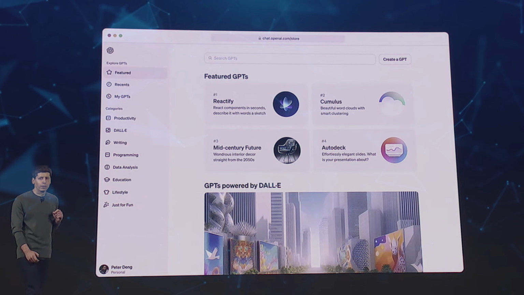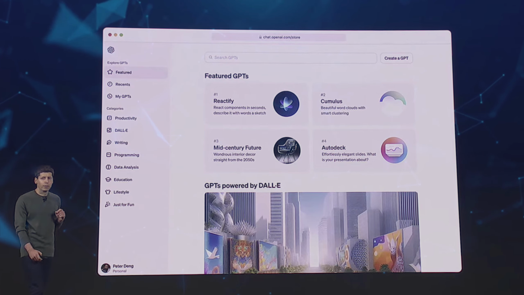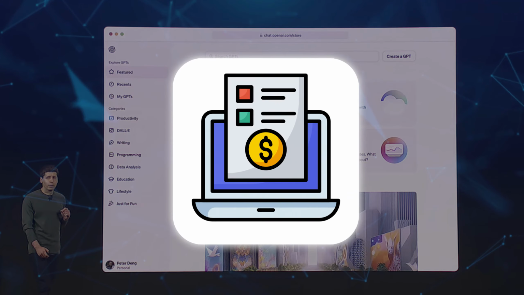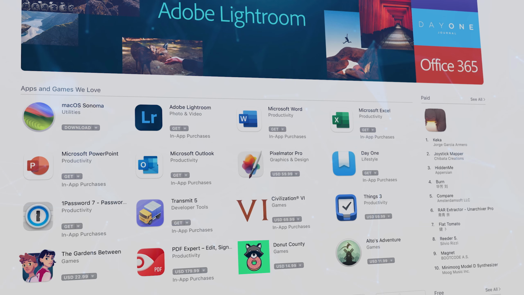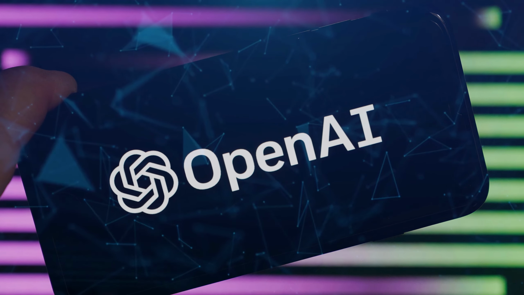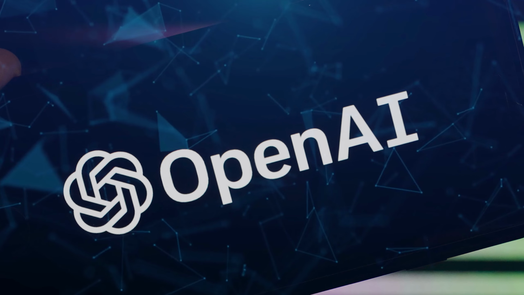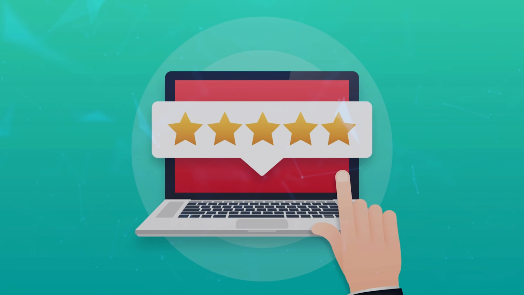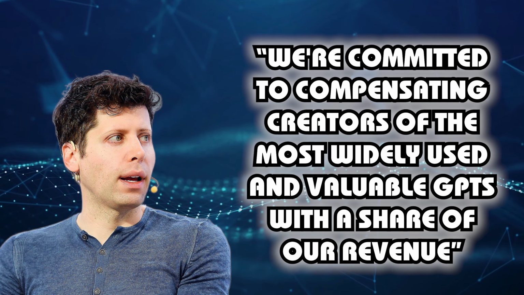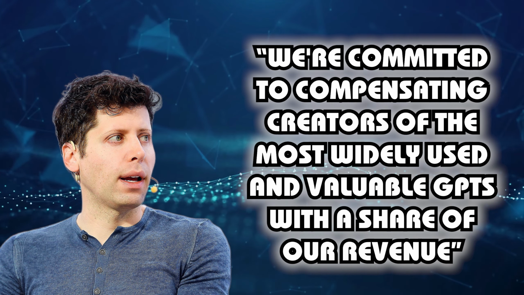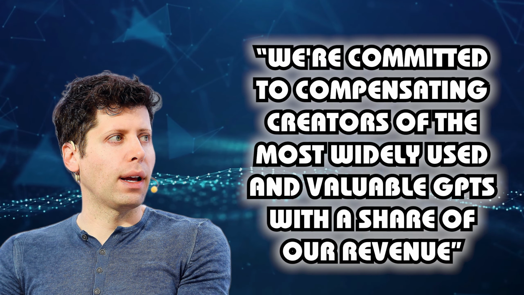The unveiling of the GPT Store by OpenAI marks a significant development. This platform will serve as the distribution hub for GPTs, potentially leading to monetization in the future. The concept mirrors the highly successful App Store model pioneered by Apple, underlining OpenAI's ambition to establish a similar ecosystem. Not only will GPTs be hosted and developed on OpenAI platforms, but they will also be promoted and assessed. Altman revealed, "We're committed to compensating creators of the most widely used and valuable GPTs with a share of our revenue," hinting at further details to be disclosed.